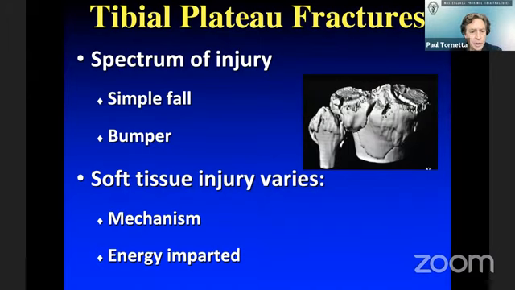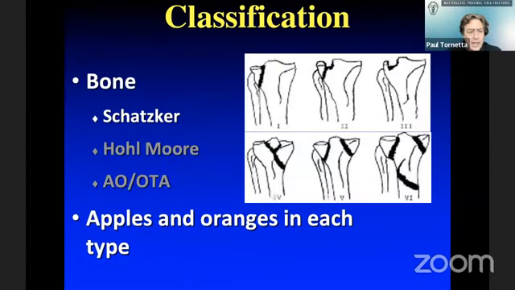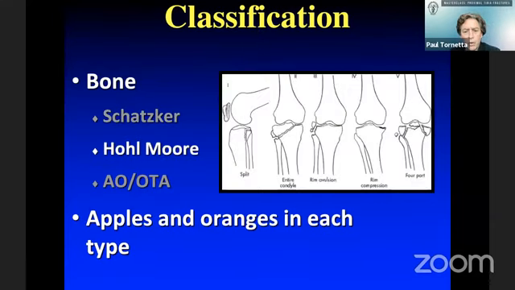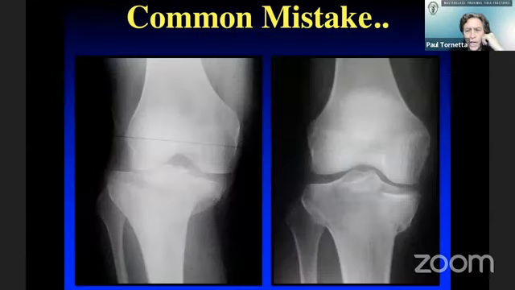So you've heard already, these are a spectrum of injury, and the soft tissue injury is really going to drive a lot of these treatment methods. You've seen the Schatzker classification, which honestly I think has almost zero value anymore. You know, the Moore and Hole both looked at fracture dislocations, and what I'm going to focus a little on today is the thing that's most common, which is the total condylar fracture dislocation. But keep in mind that all these classifications have apples and oranges, and the AO OTA classification actually doesn't include dislocations at all. So a lot of these things have been missed over time.